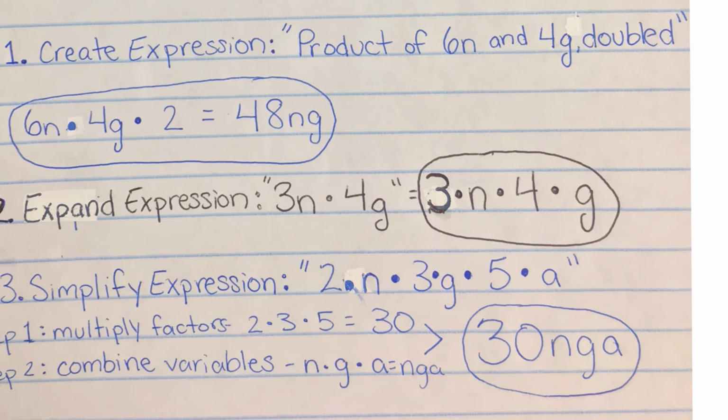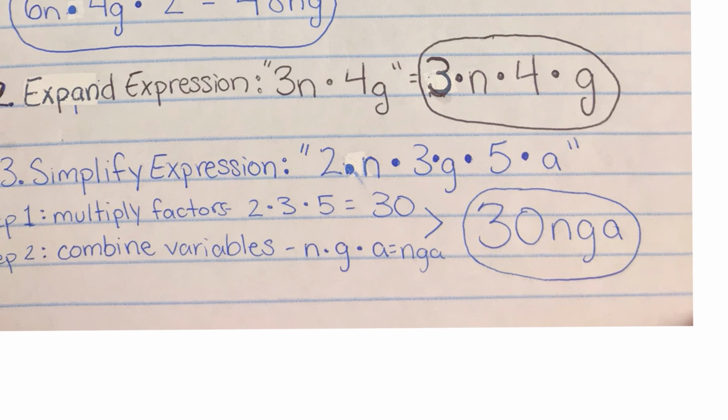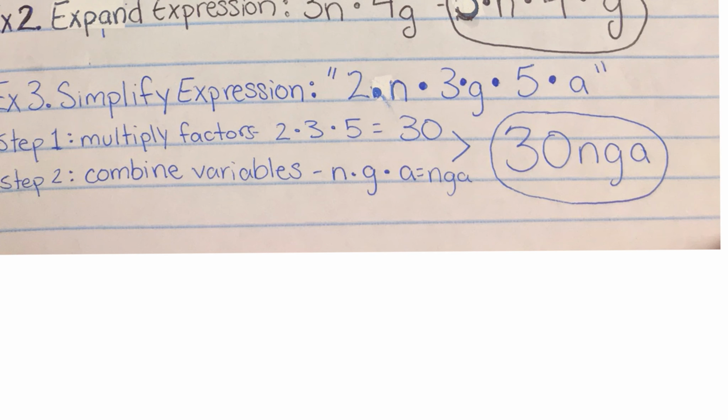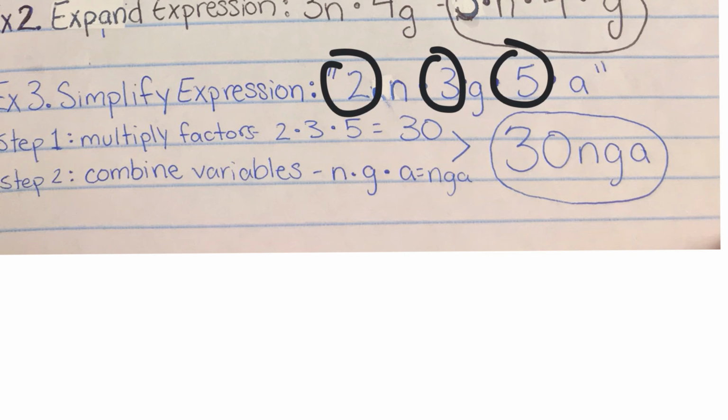So let's do step 1 first. We need to multiply the factors, if you see that up there. So our factors here, I'll circle, factors are 2, 3, 5. Those are the values that we know that we can multiply. So we've got 2 times 3 times 5.